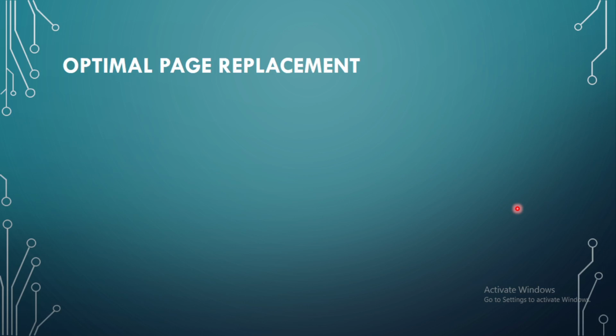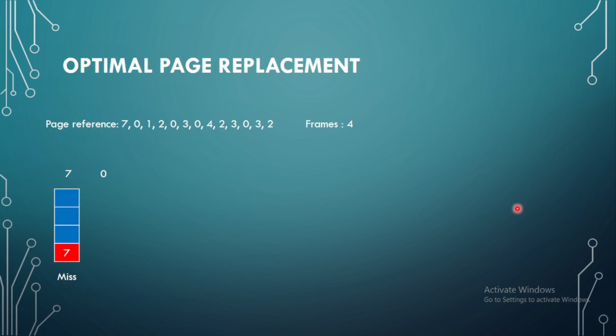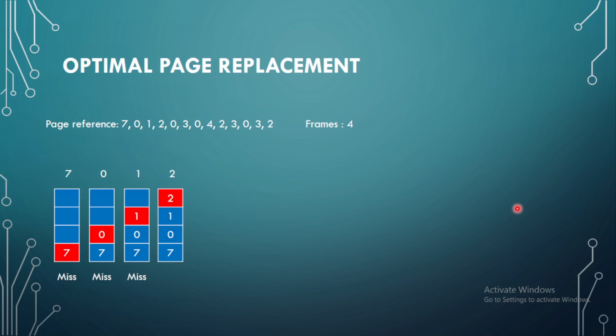So we have page references here: 7, 0, 1, 2, 0, 3, 0, 4, 2, 3, 0, 3, 2, and the number of frames is 4. Here first we need 7. Since this is the beginning, 7 is not available in the primary memory. 7 is loaded. There is a page fault. 0 is needed, 0 is not available, so there is a page fault. And then 1 is needed, 1 is not available in the primary memory. 1 is placed in the primary memory, so there is a page fault. 2 is not available, there is a page fault. 2 is brought into the primary memory. Then next page 0 is already loaded in the primary memory, so there is no page fault, it is a hit.